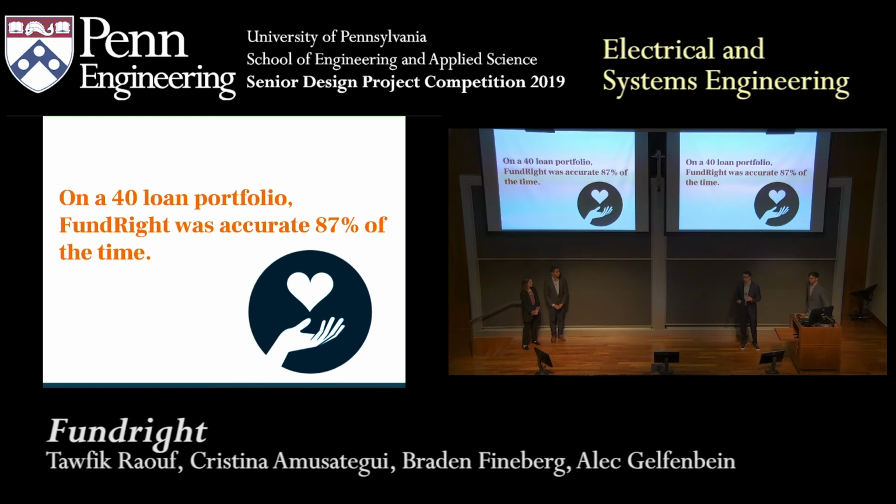At the end of the day, when we ran our models on a 40 loan portfolio with out of sample data, we were accurate 87% of the time, meaning that we were either break even or profitable. With this, we had variance constrained to less than 10%, and we had an ROI target of about 10%. So we were just trying to extend that factoring period for just a few extra days to make a delta.